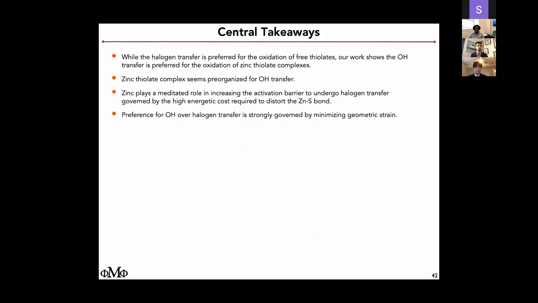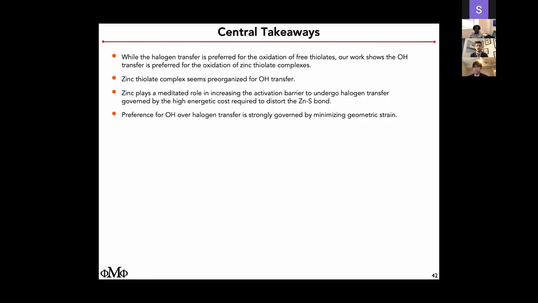So just to conclude a few central takeaways. One, while the halogen transfer is preferred as oxidation of free thiols, our work shows that the OH transfer is preferred for the oxidation of zinc thiolate complexes. Also, the zinc thiolate complex seems much more pre-organized to receive that OH transfer and doesn't require much elongation of its zinc thiolate bond, where the halogen transfer must undergo significant distortion and incur significant energetic costs to receive that halogen.